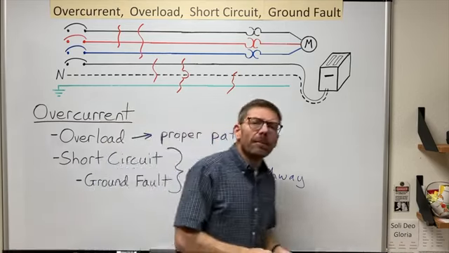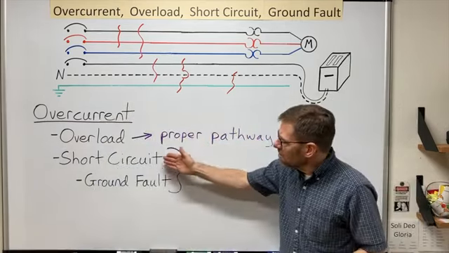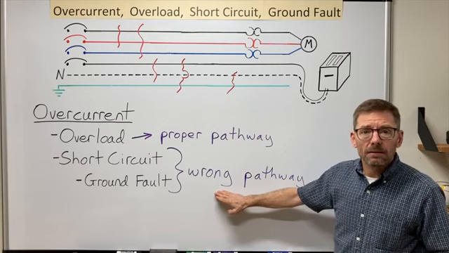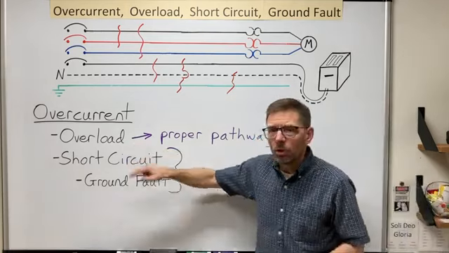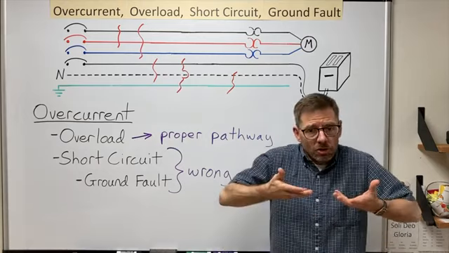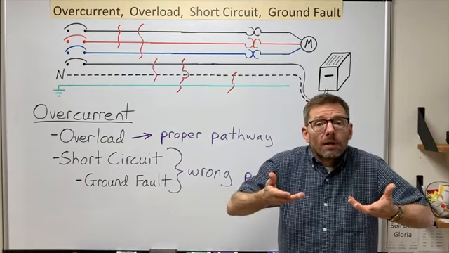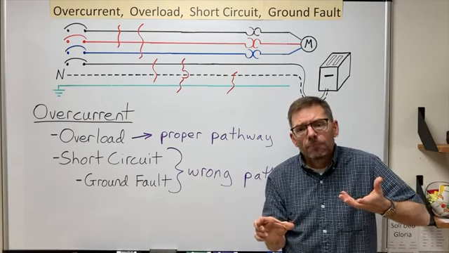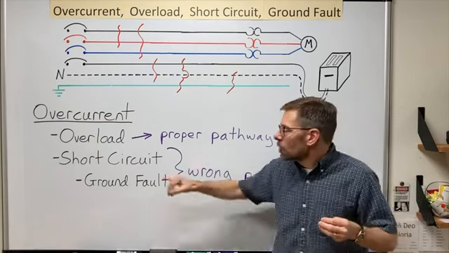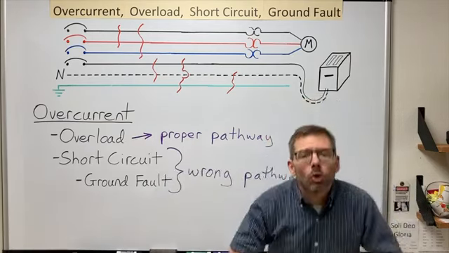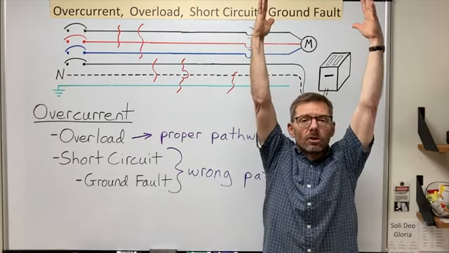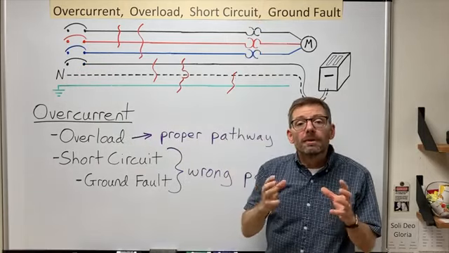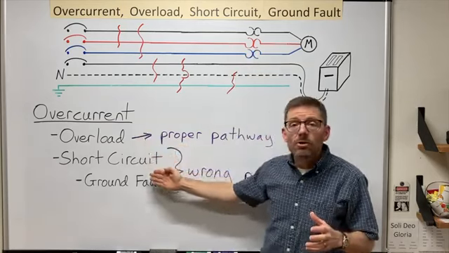So what are the main differences then between my overloads and these short circuits? I mentioned proper pathway, wrong pathway. But also let's think that an overload often exceeds the rated current as much as 4 or 6 times, maybe more. But it exceeds the current for a period of time, or the device will open. But a short circuit often greatly exceeds the rated current. So these pieces of equipment are designed to distinguish between overloads and short circuits.